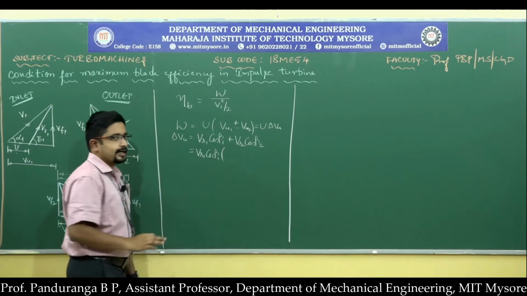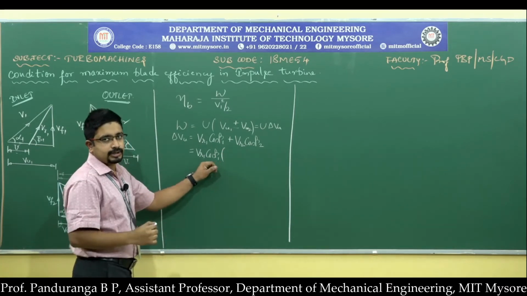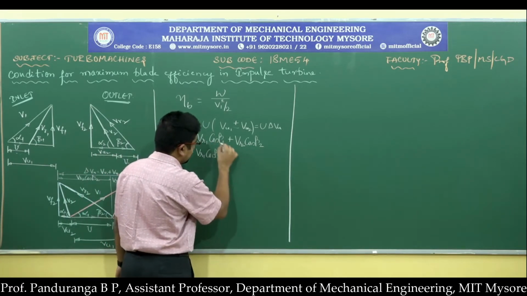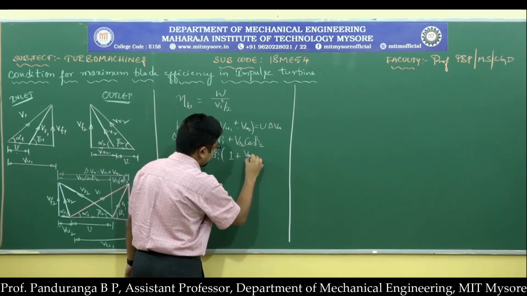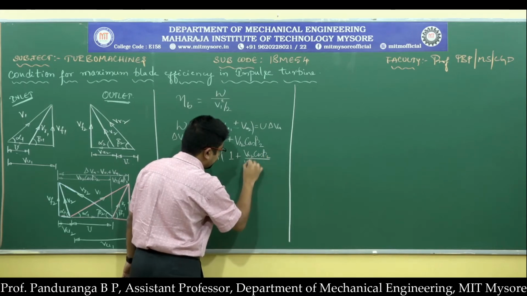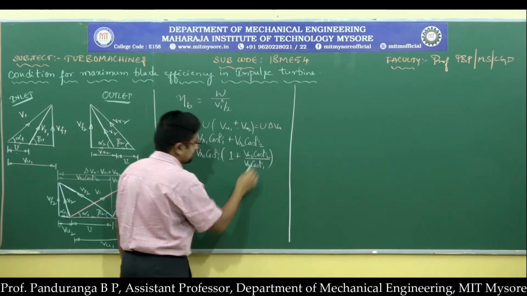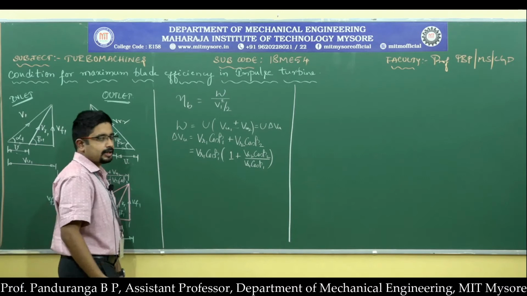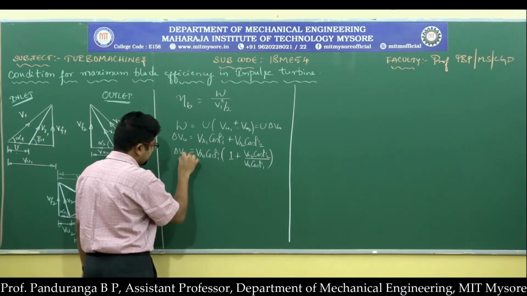I am doing all these alterations to bring this to a particular form. So we will see that form later. So when I take it out, here I will be left with 1 plus VR2 cos beta 2 divided by VR1 cos beta 1. Because I do not have VR1 cos beta 1, I have to divide it by VR1 cos beta 1. So now this is delta VU.